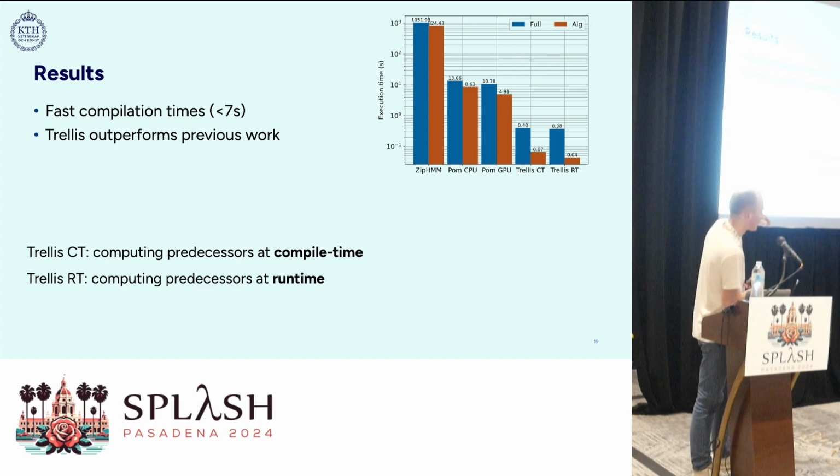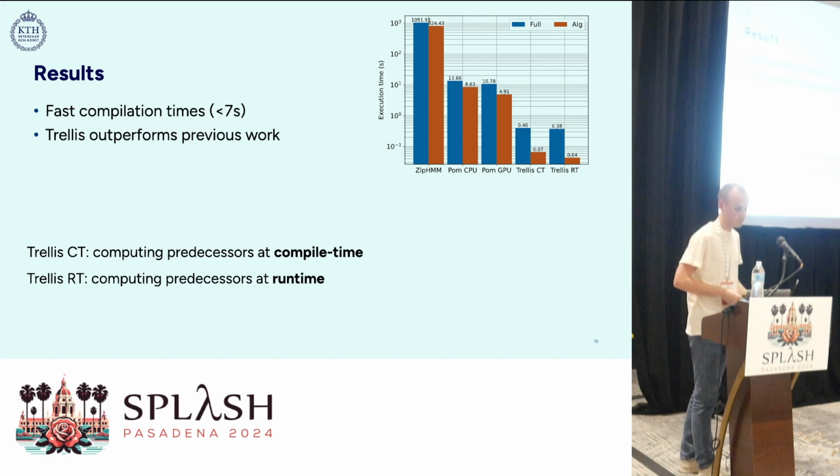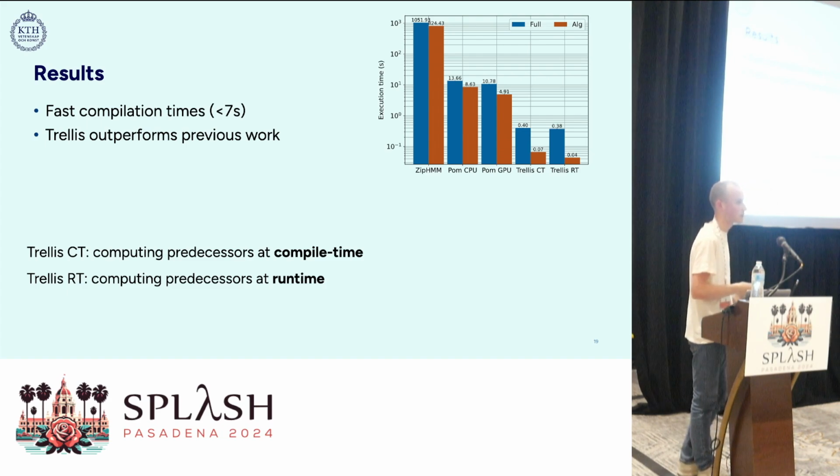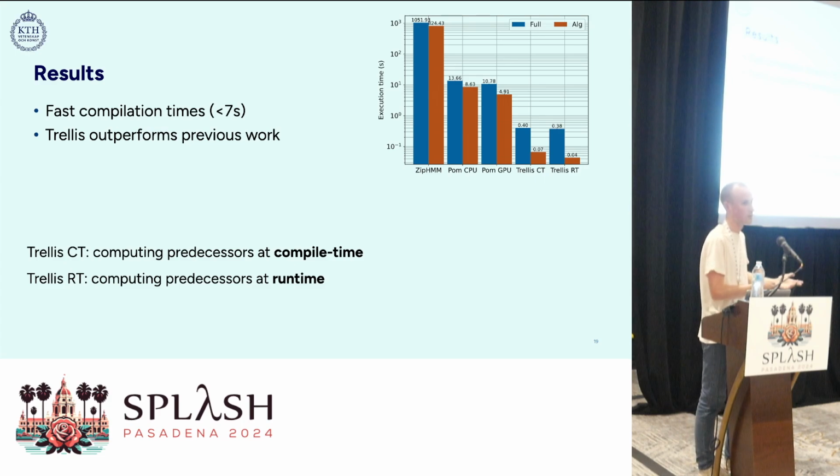In the first graph that I want to look at, we compare the performance between Trellis and Zip HMM and Palmkvist running on both CPU and GPU. For Trellis, we evaluate 2 different versions because we can either compile the same model using the compile time approach or the runtime approach for computing predecessors. This is for a sparse model, of course. And we see that Trellis is significantly faster than all the other models. Even if we had included the compilation times, Trellis would still be much faster than the others.